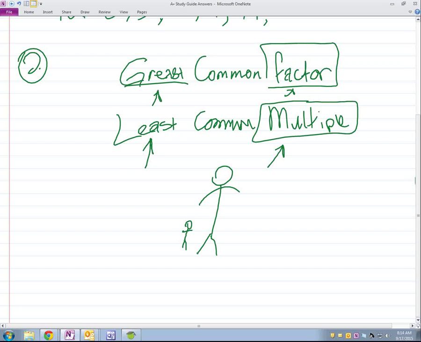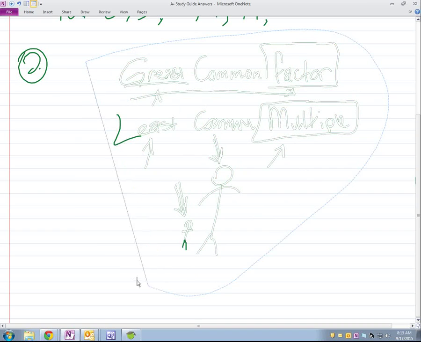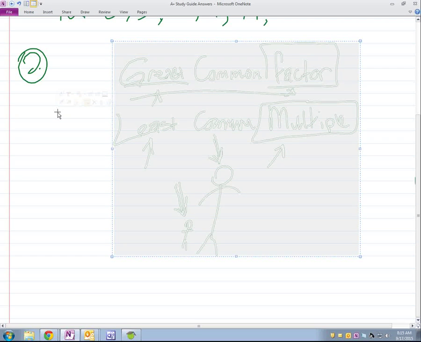Okay? Think of this. This is the biggest small person. This is the smallest big person. Does that make sense? So the greatest common factor is saying the biggest small number. The least common multiple is saying the smallest big number. Because a multiple is going to be bigger, a factor is going to be smaller. Just as long as you focus on the last word, it'll help you remember which is which on the test tomorrow. Okay? Any questions on that? Did that help anybody? Okay, good.